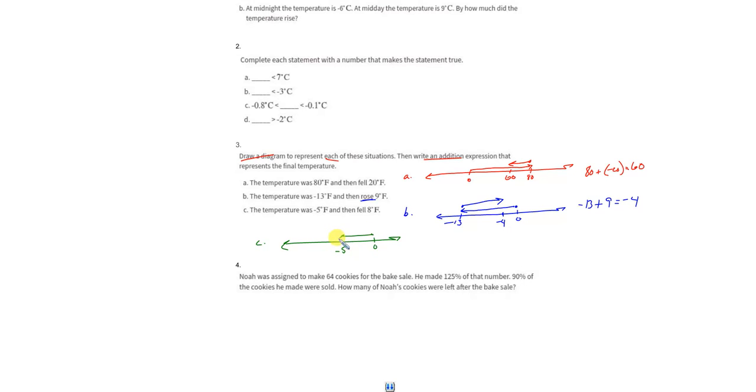And from that point, it fell another 8. So we just continue to go back further into the negatives. And the question is, where does that land? That goes back even further. 8 plus 5 gives me 13. So we're 13 into the negatives. And that addition expression would be negative 5 plus a negative 8. And we get negative 13. All finished with problem number 3.